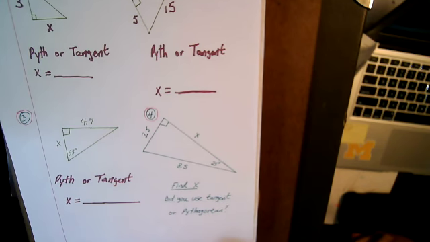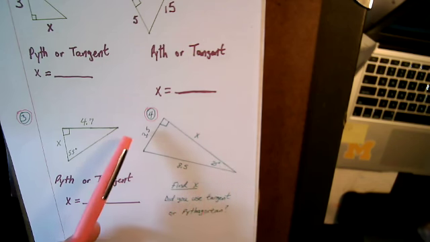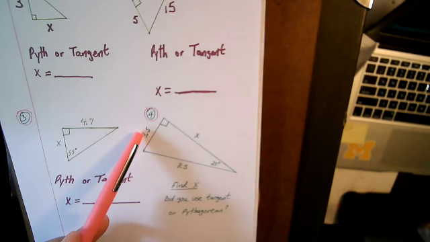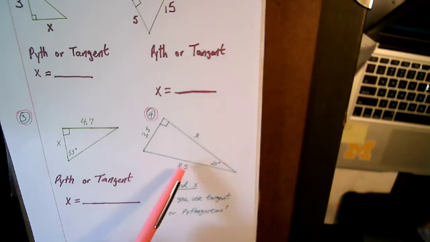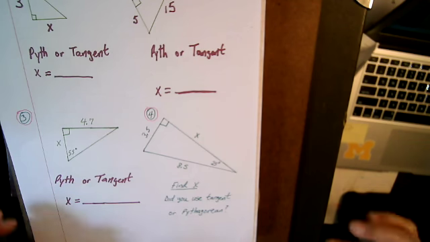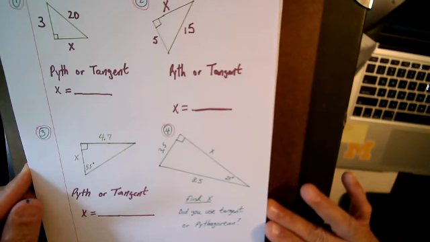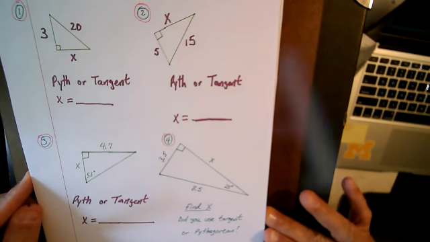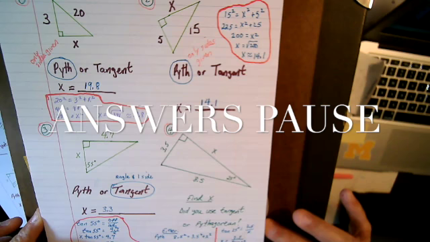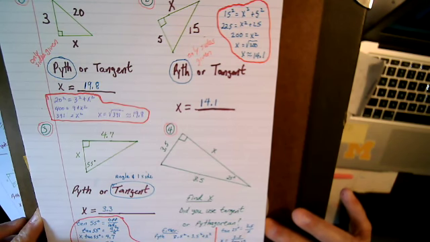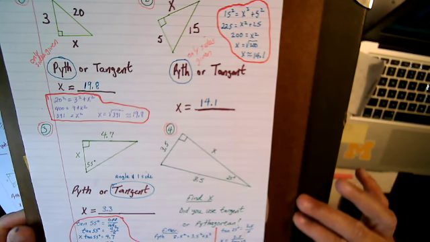Okay? So this one, I give you an angle measurement and the leg. Here's my x over here, but I give you the hypotenuse as well. Okay, so like I said, pause the video, and then I'm going to put up the answer page right after this. Here are the answers to the problems.